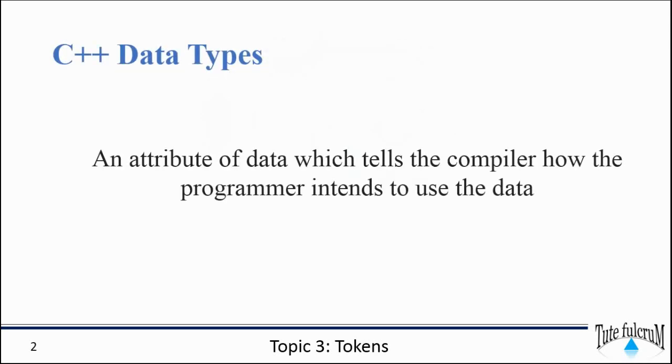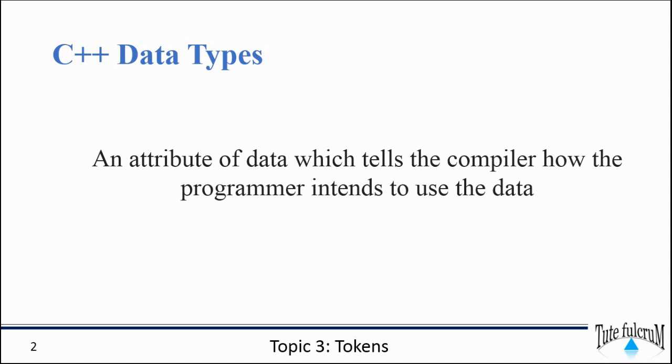Data type is an attribute of data which tells the compiler how the programmer intends to use the data. That is, all variables use data type during declaration to restrict the type of data to be stored. Therefore, we can say that data types are used to tell the variables the type of data they can store.